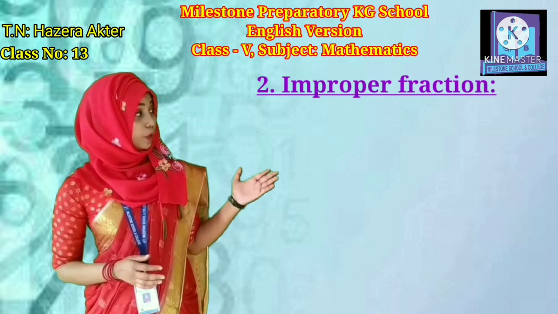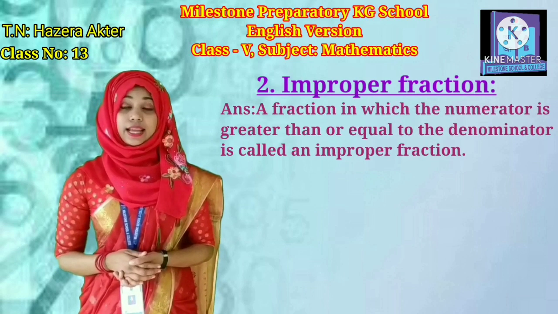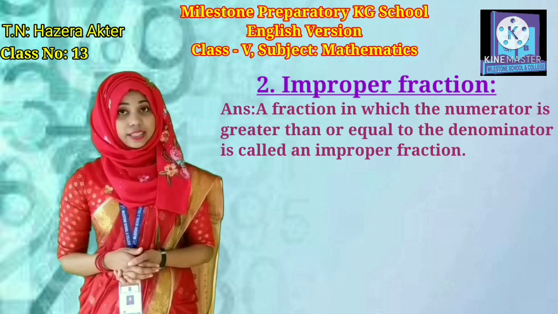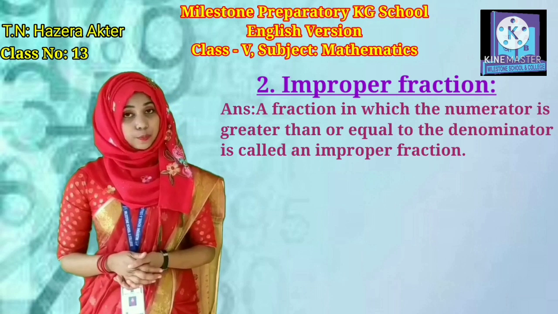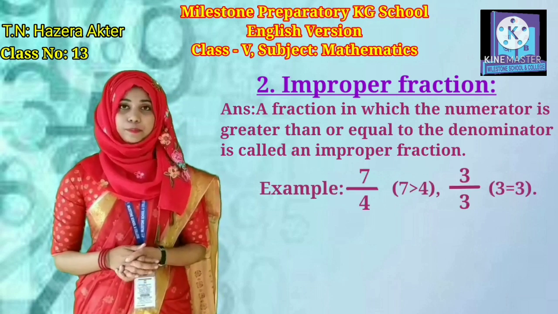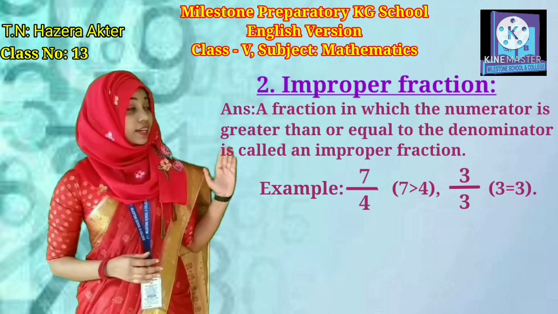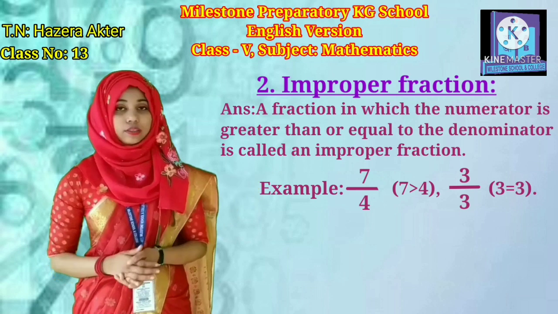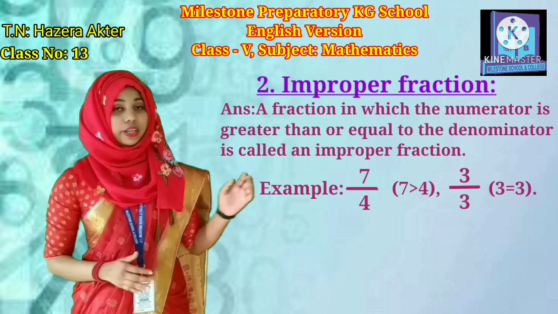Number 2, improper fraction. A fraction in which the numerator is greater than or equal to the denominator is called improper fraction. For example, 7 by 4. Here 7 is greater than 4. 3 by 3. Here 3 equals 3.